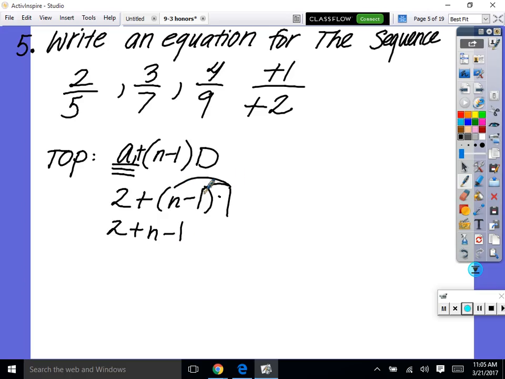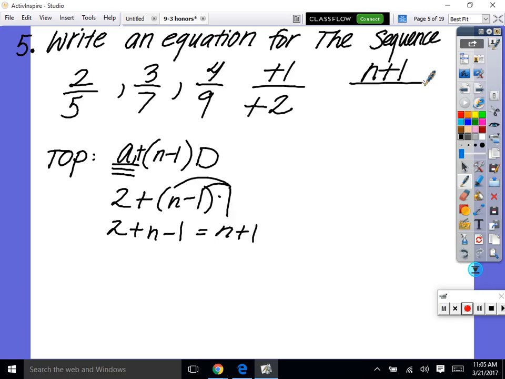Distributing. Now let's combine like terms. N plus 1, correct? So on top, the formula is n plus 1. Now on bottom, which n stands for like we take our terms and add 1. That makes sense, right? N plus 1.